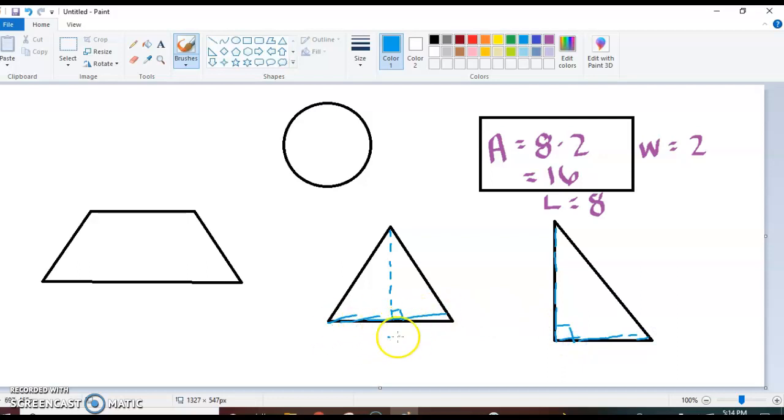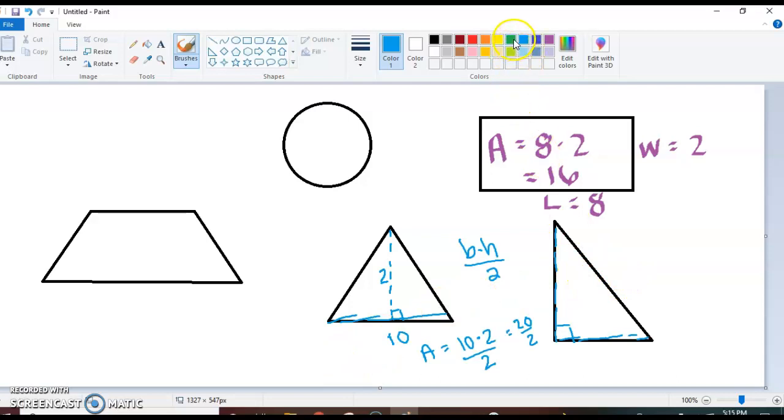So in an isosceles triangle, if this was 10 and this was 2, it's base times height and then divide that number by 2. That's how you find the area of a triangle. So 10 times 2 and then divide that by 2. So 10 times 2 is 20. 20 divided by 2, the area of this first triangle would be 10.